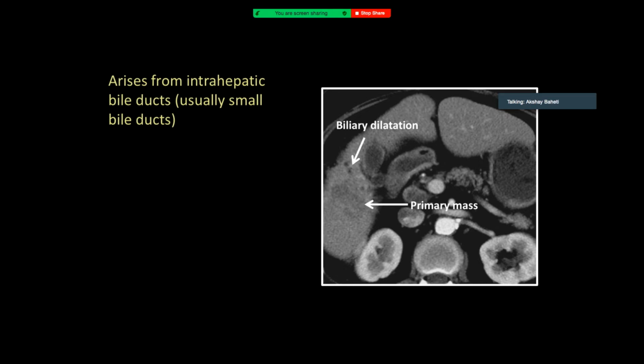So they may have biliary dilation. How often will they have biliary dilation? Anyone? Most of the time, will they have it or not have it? So they will generally not have it. Okay, so I think 20 to 30% of the times you will see biliary dilation. Rest of the time they will not have it.